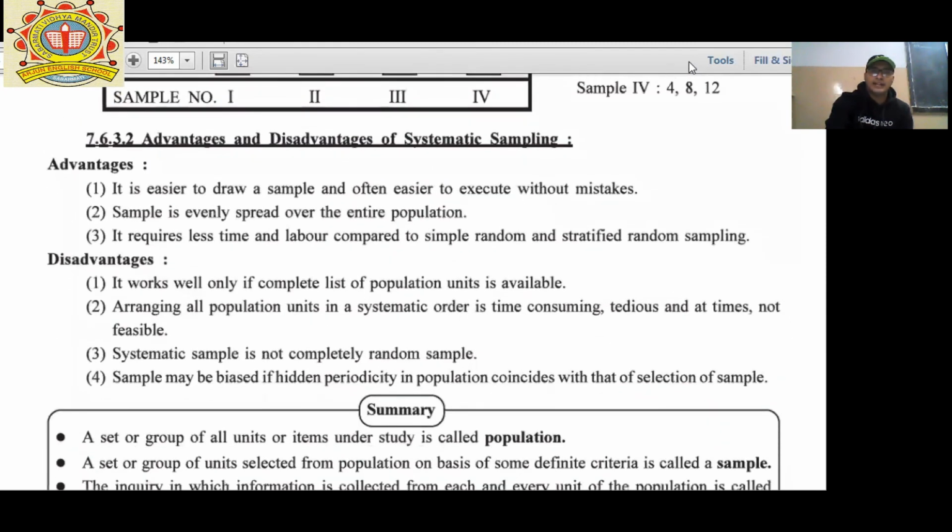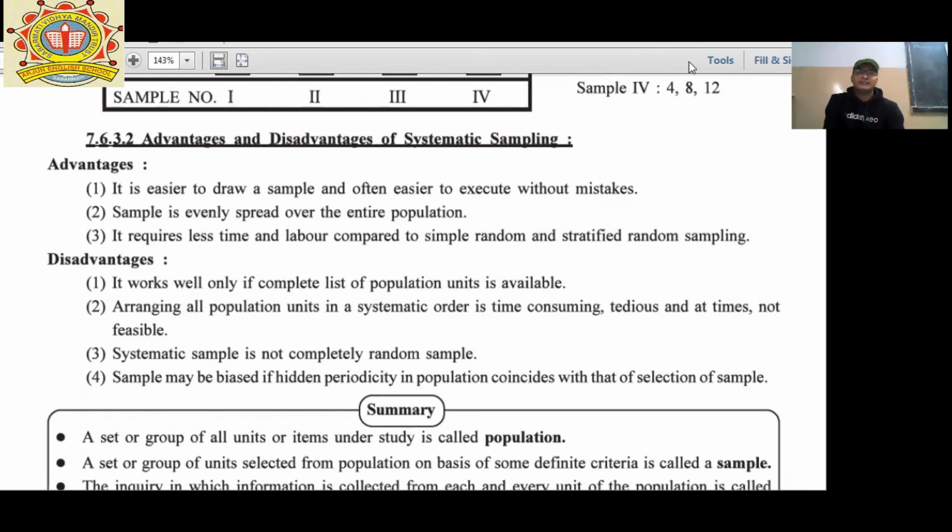Now, what are the advantages and disadvantages? This is the last part for this chapter. It is easier to draw a sample and often easier to execute without mistakes. It means it is a very simple technique, so mistakes cannot easily occur while sampling.